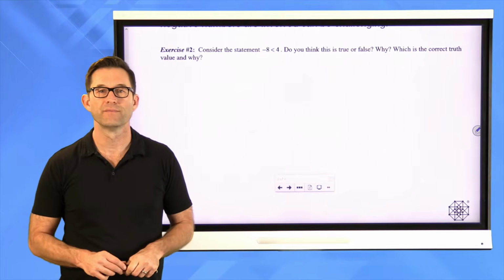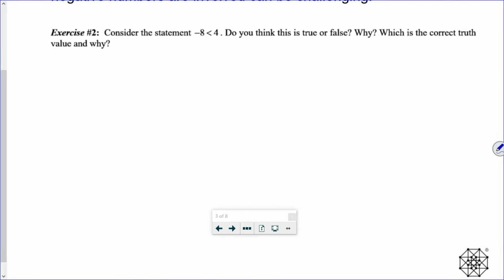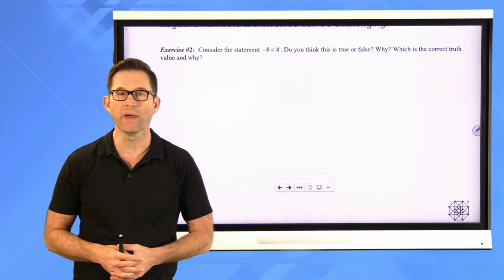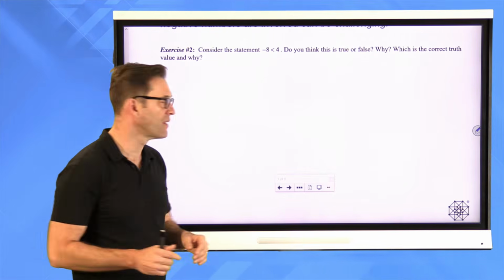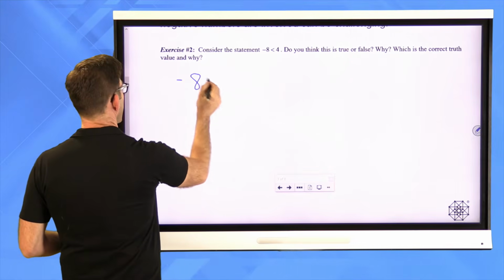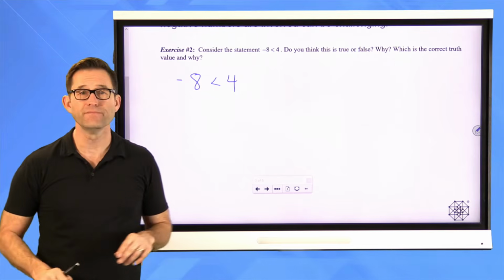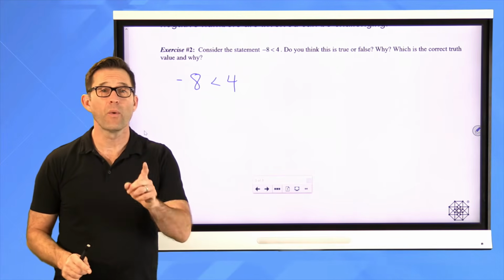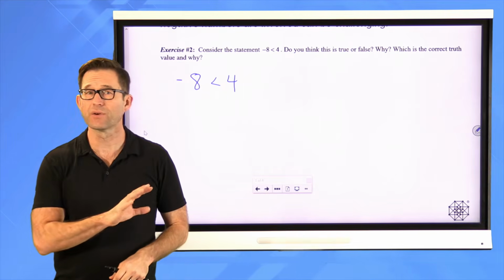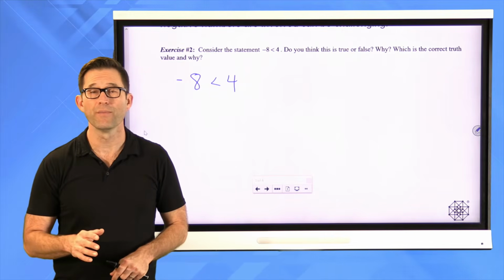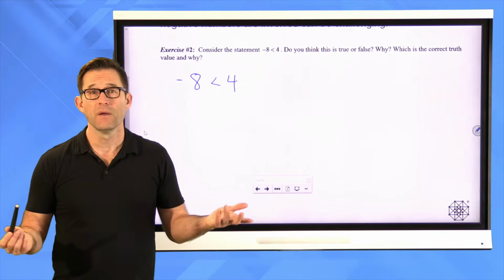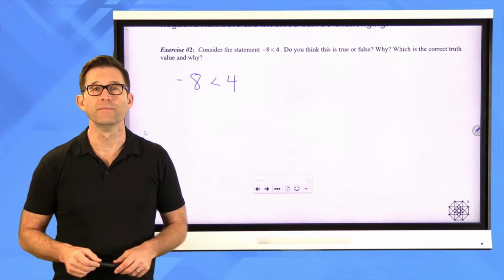Exercise number 2. Consider the statement -8 is less than 4. Do you think this is true or false? Which is the correct truth value and why? Okay, so -8 is less than 4. Well, what I'd like you to do is pause the video, and write down whether you think this is true or false, and you've certainly been exposed to this issue before in middle school. Write down whether you think it's true or false, and tell me why. All right, pause the video now.